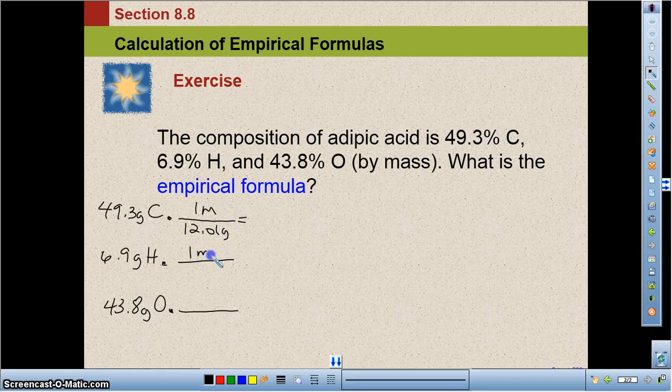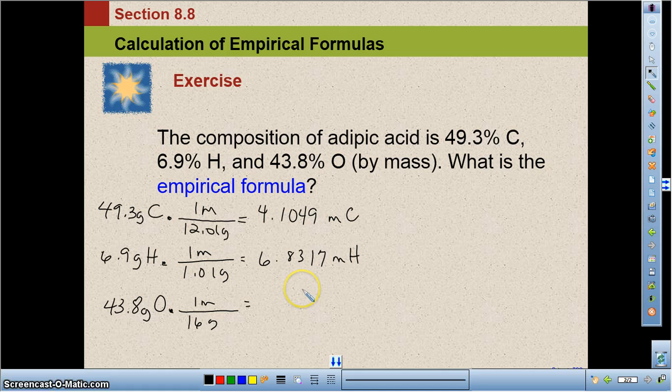Again, this is easy because we've been working on this for a week and a half now. 1 mole over 16 grams per mole. Let's do the math. 49.3 divided by 12.01 is 4.1049. And like I said, string these out to about 4 places. It's going to help you out the most. 6.9 divided by 1.01 is 6.8317. This is moles of carbon. This is moles of hydrogen.